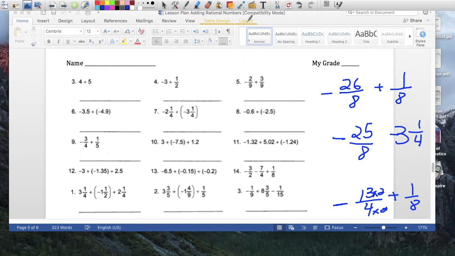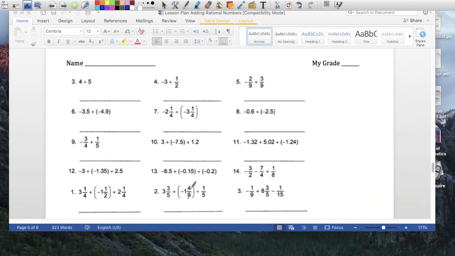Let's do another one. Eeny, meeny, miny. Let's do this one right here. Let's do this one. So 3 3/5. So what we can do right away, you know what? Why don't we just change everything to an improper fraction? So let's do this one.